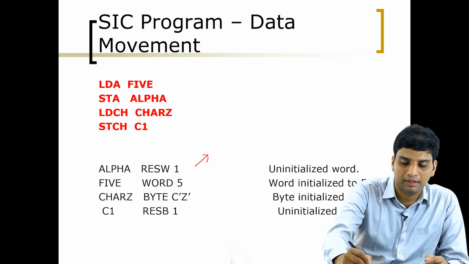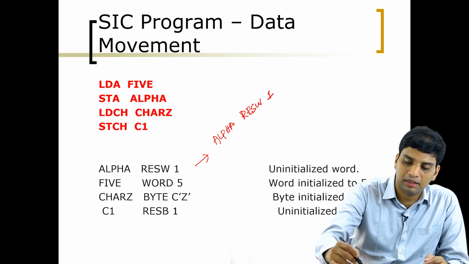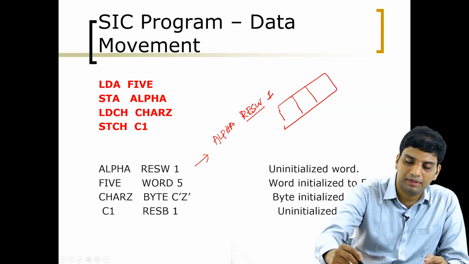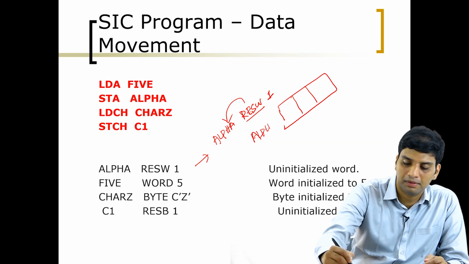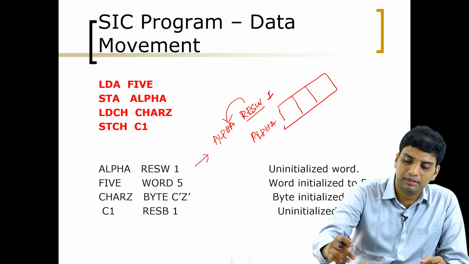First line is alpha reserve word 1. That means, consider what is reserve word? 3 consecutive bytes, right? The name of the reserve word is alpha. Yes, the name of this is alpha.